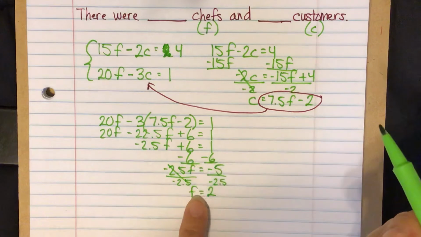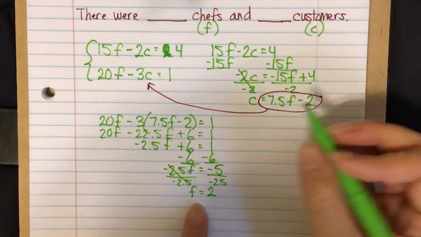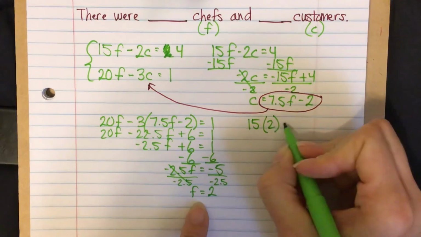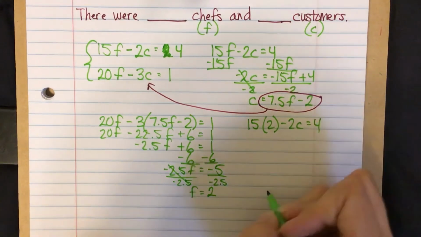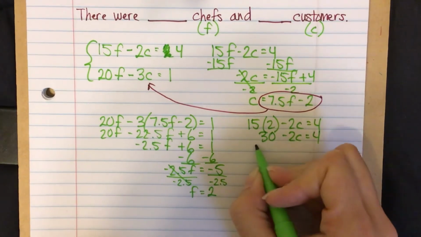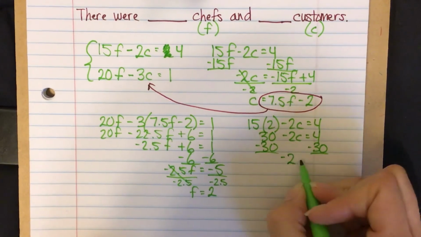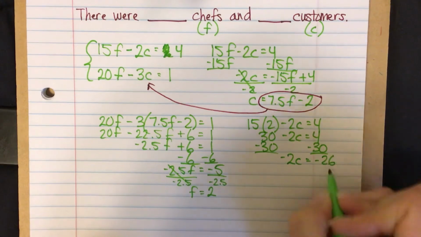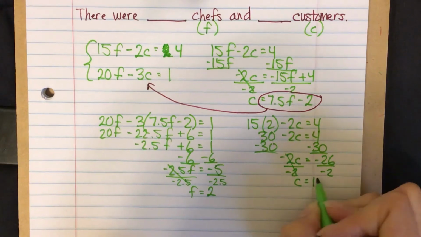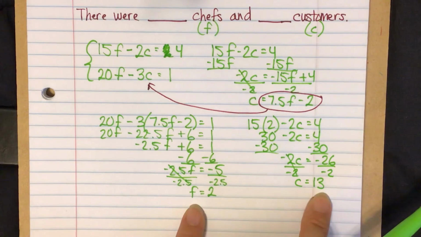What this means is that the number of chefs is 2. Now let's find out how many customers there were. I'm going to go back to that first equation here. I'm going to plug in 2 for the number of chefs and see what that would mean for the customers. So this is 30 minus 2C is equal to 4. I'm going to subtract 30 from both sides. So I get negative 2C is equal to negative 26. Divide both sides by negative 2, and we get that C is equal to 13. So it should be 2 chefs and 13 customers.